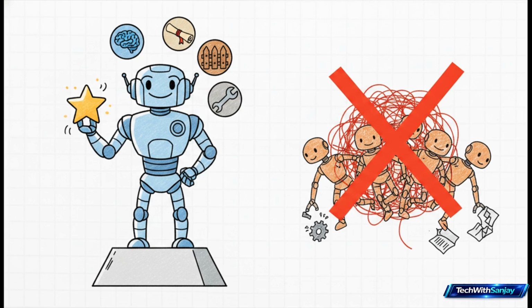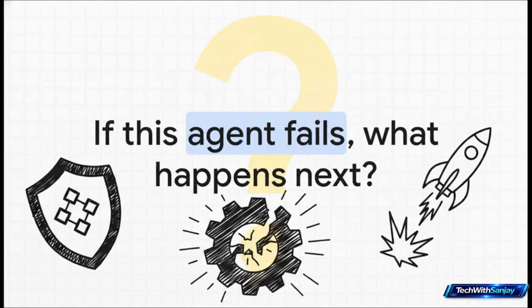Only add a second agent when there is a genuine, undeniable reason that the task just cannot be done by one. And I want to leave you with this final, provocative thought before you go off to deploy your next project. Ask yourself right now, if this agent fails, what happens next? If your answer is, I don't know, or, well, the whole system crashes, you need to go back to your 4 pillars. Prioritize resilience over cleverness, and you'll do just fine in production.